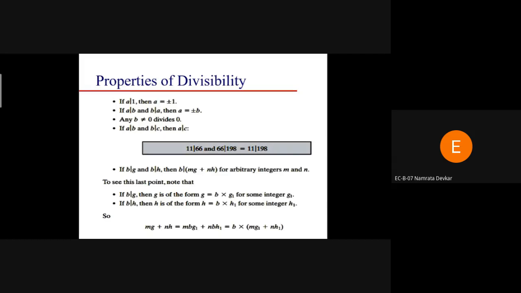If we divide 66 by 11, it is completely divisible, and the answer is 6. Again, 198 divided by 66. Is 198 completely divided by 66? Yes, sir. So these two numbers are completely divisible, so we can call these two numbers equal. We can say 66 divided by 11 is equal to 198 divided by 66.